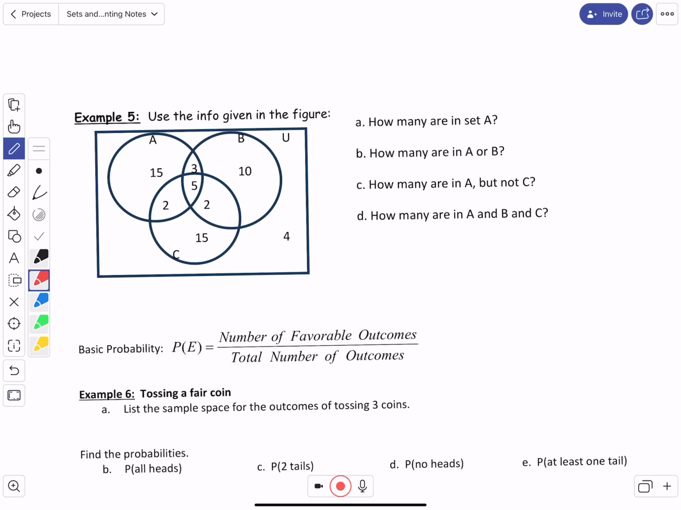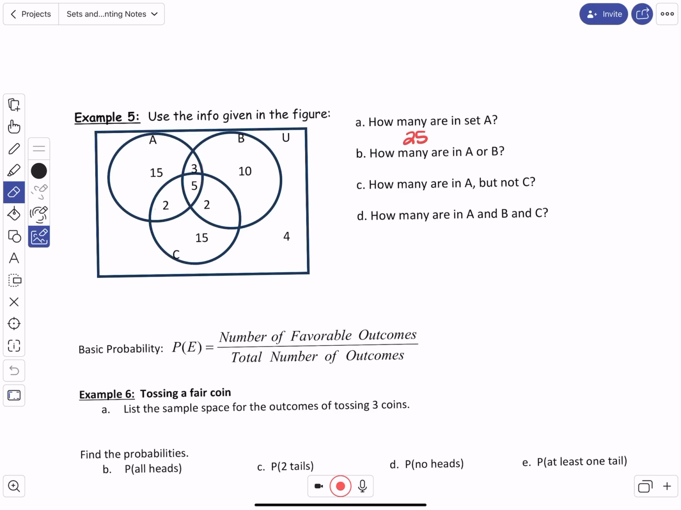So how many are in set A? So what you want to do is you want to look in the whole circle of set A. So you want to add up all the numbers in set A. So 15 plus 3 plus 5 plus 2, which should give you 25. Okay. All right, let's erase those.